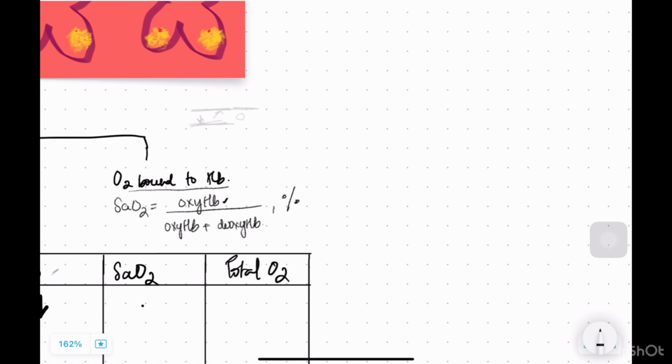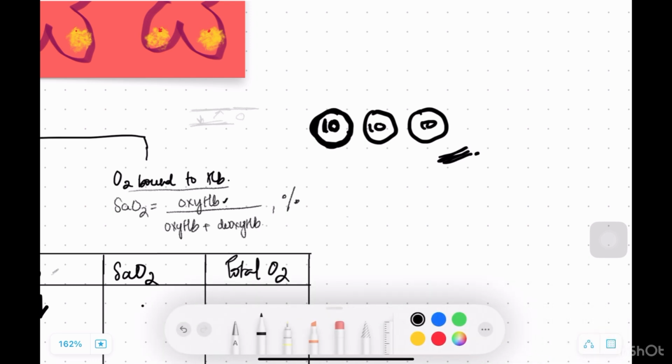Now, SaO2. This can be tricky for some students, so I'm going to take a little detour and talk about this. Imagine there are 3 party halls. Each party hall can fit only 10 people. Percentage saturation is basically the measure of how many people this party hall can fit, right? If I take out a party hall, is the amount of people that the other party halls can fit changing? No, right? It's staying the same. There's a party hall that's disappearing, but the remaining party halls can still fit 10 people.